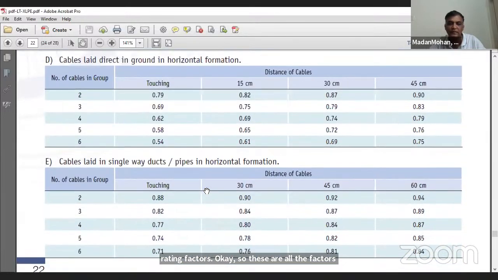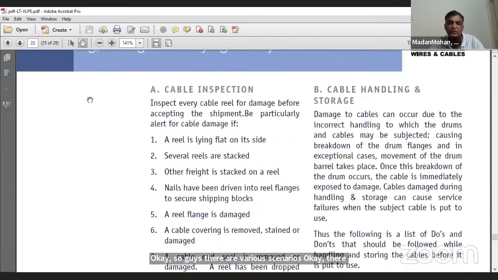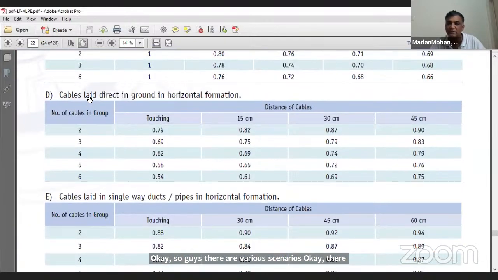Okay, so guys, there are various scenarios we need to consider for cable size. So I will go back to the sizing calculation sheet again. I'll make you understand one by one.